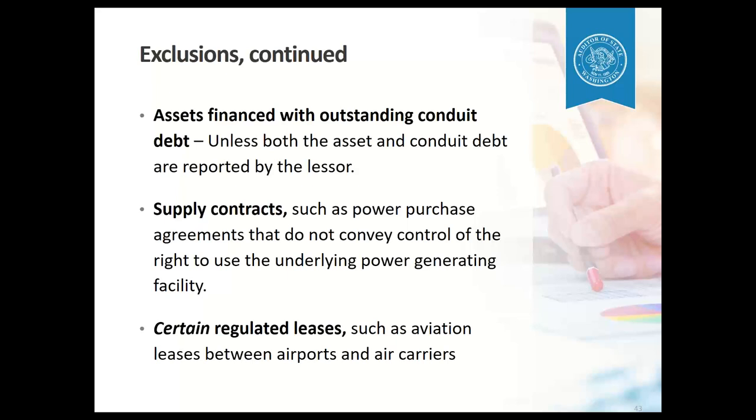Anyway, let's finish up on these exclusions. Assets financed with an outstanding conduit debt. Unless for some reason they both have to be reported by the lessor, and that's usually when the debt is not able to be paid by the others.